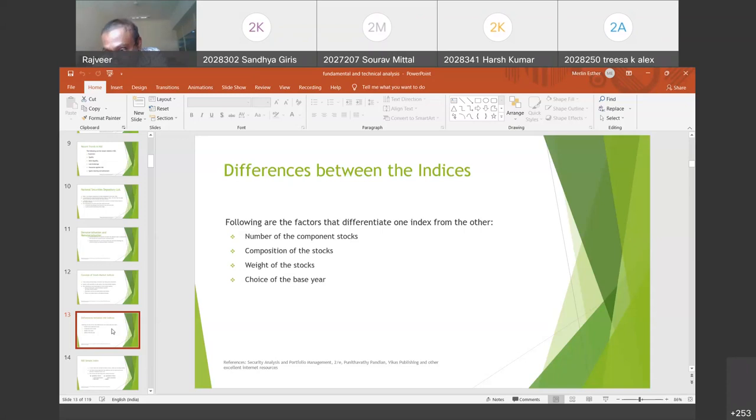So hence, the value of the indices is different. Yes. Sensex is close to 60,000 and Nifty is close to 17,700 because of this. Though 30 stocks are common to both of those indices, there are still 20 more stocks in the Nifty. So more number of stocks there. And the weightages are different. The composition is also different. And then the base year is different. So as a result, the value of the indices is different.